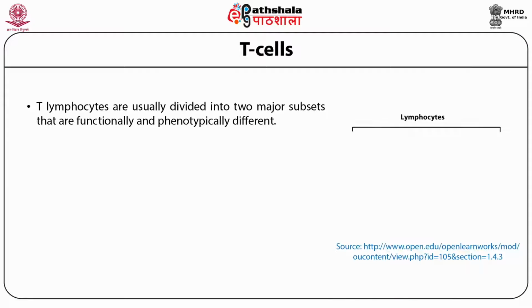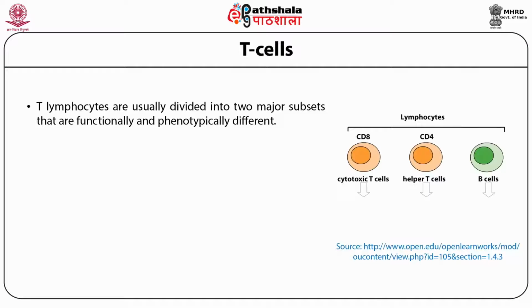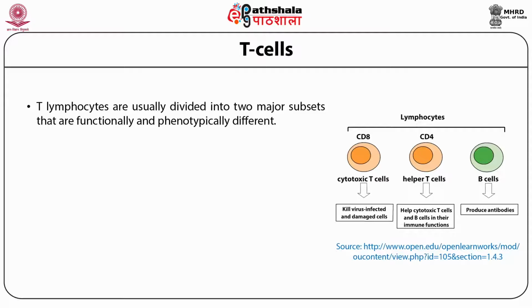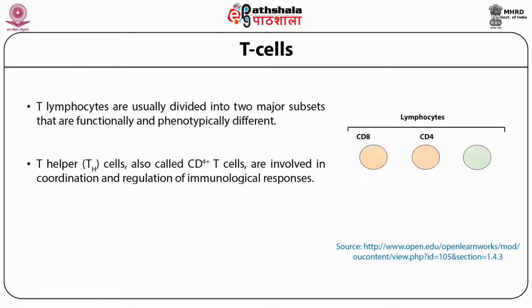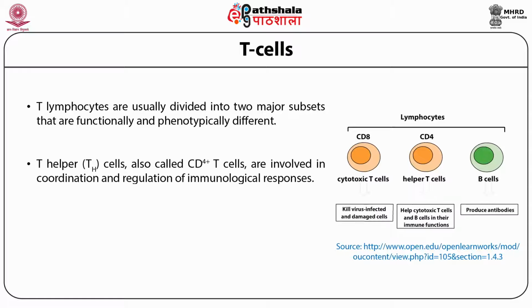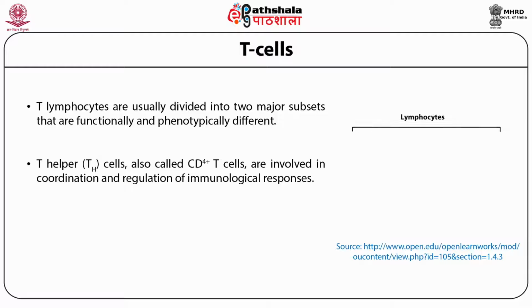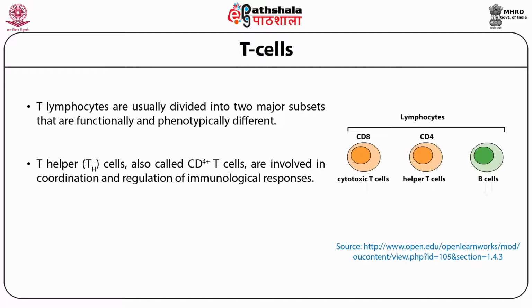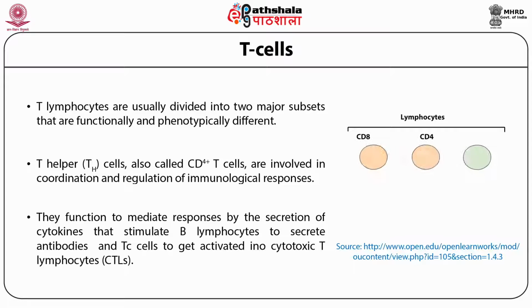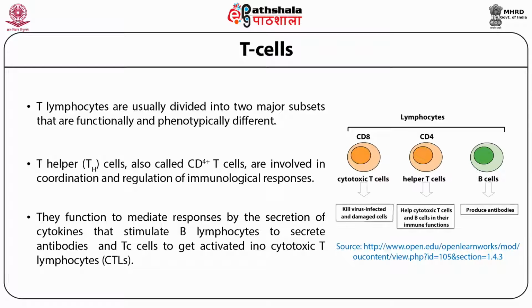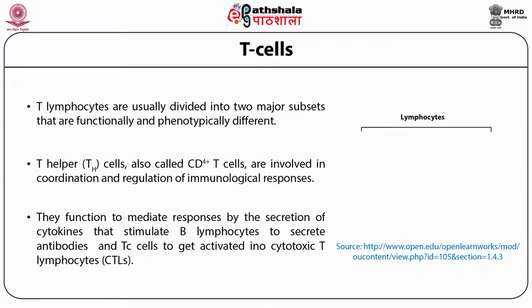T lymphocytes are usually divided into two major subsets that are functionally and phenotypically different. T helper cells, also called Th cells, are also called CD4 positive cells, and these are involved in coordination and regulation of immunological responses. They function to mediate response by secretion of cytokines that stimulate B lymphocytes to secrete antibodies and TC cells to get activated into cytotoxic T lymphocytes.